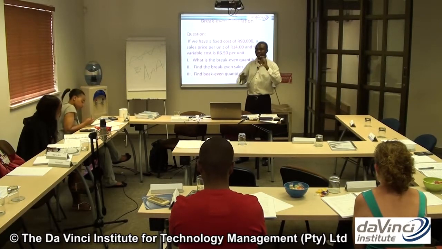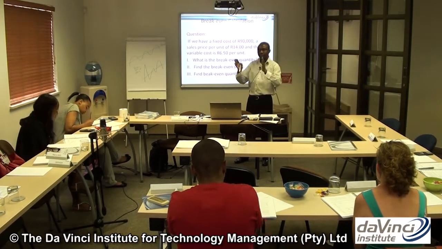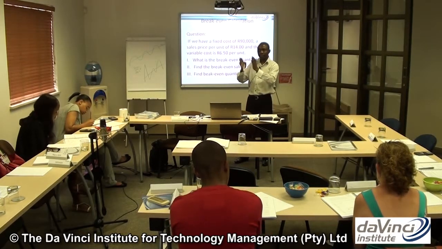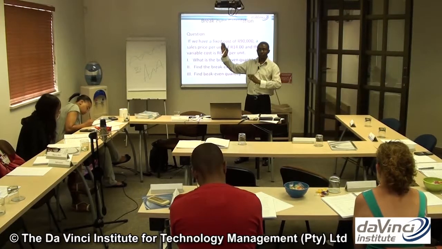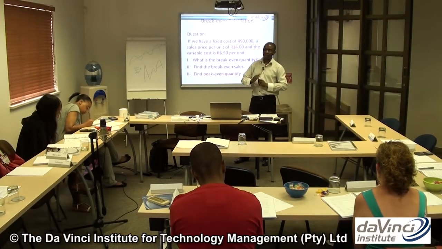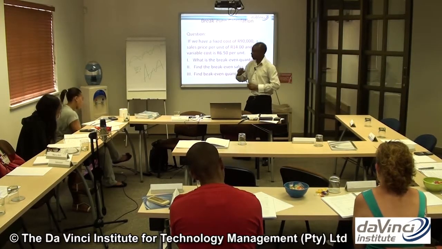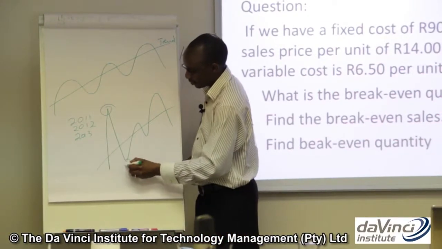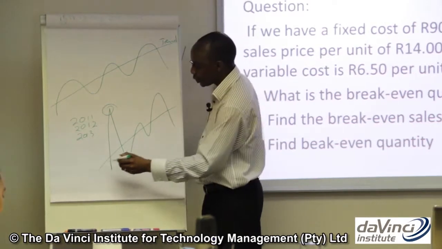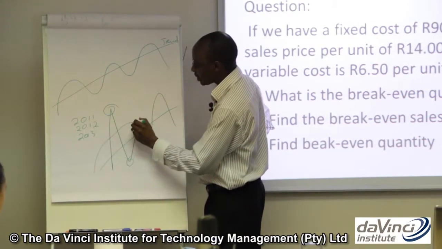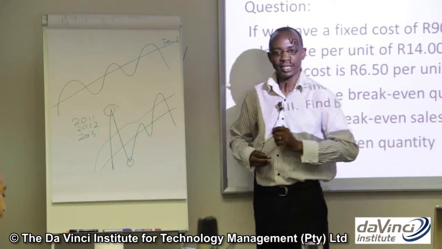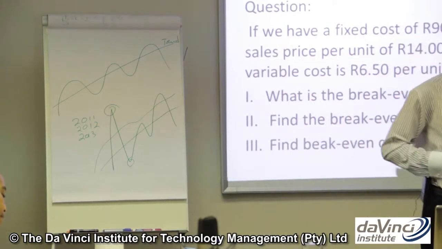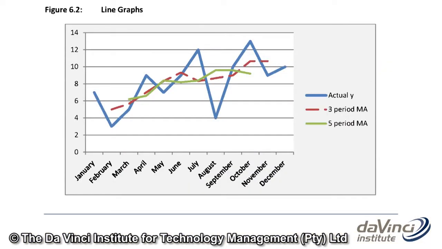So if you average 140, the average will be somewhere in between there. It will not be high, it will not be low, but it will smooth out. So what it does is that it will smooth out these and then show a general trend that you can work with. So it's giving you a direction.